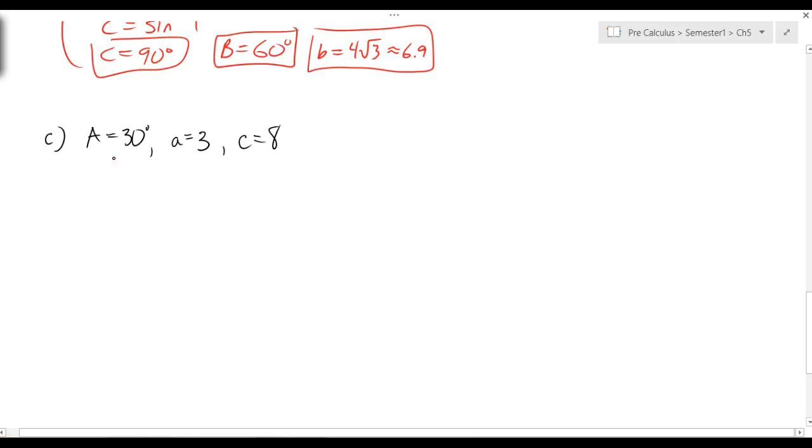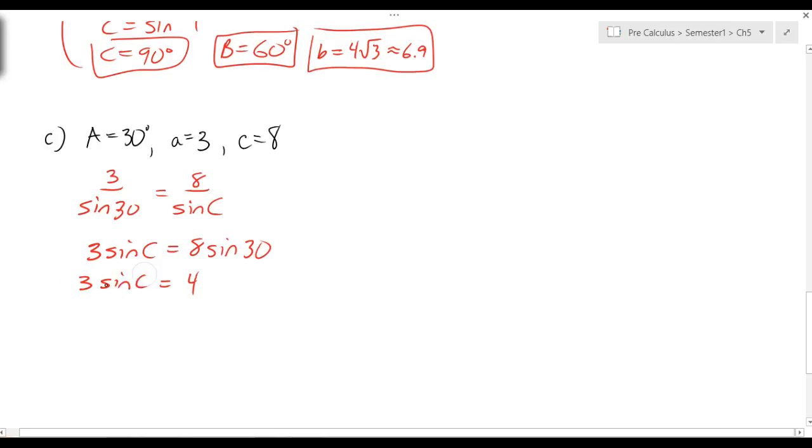We'll start the problem the same way as the other two. A over the sine of A is equal to C over the sine of angle C. Cross multiply and we get 3 sine C equals 8 sine 30. We know sine of 30 is 1/2, so this side we get 4. We have 3 sine C equals 4, so sine of C equals 4/3.